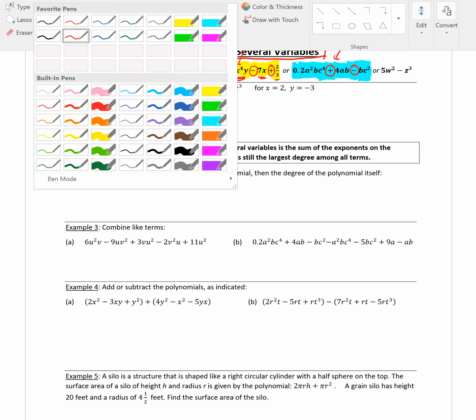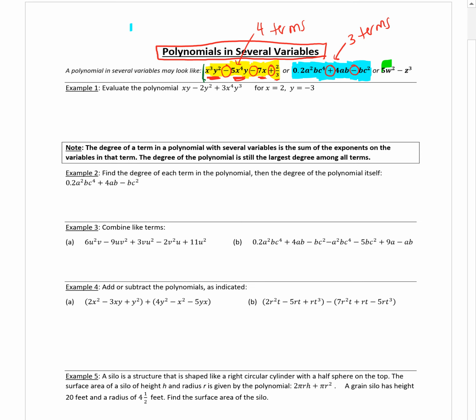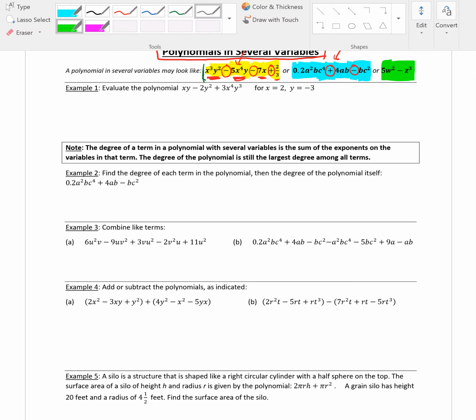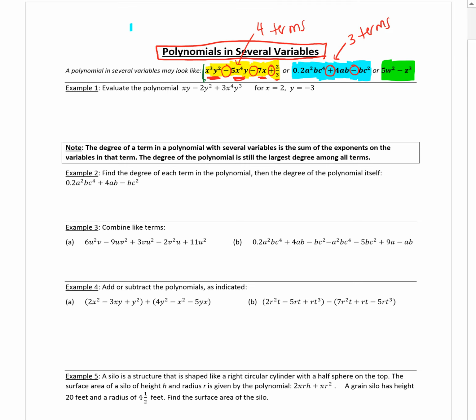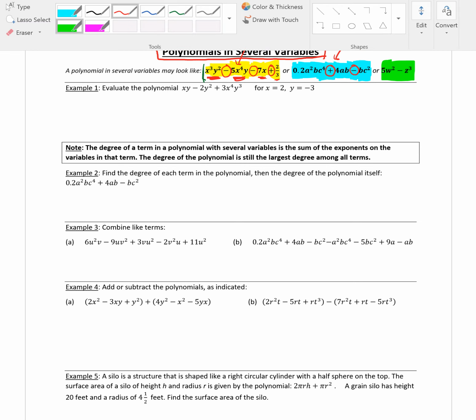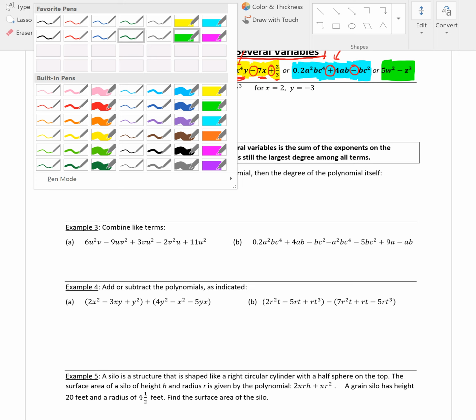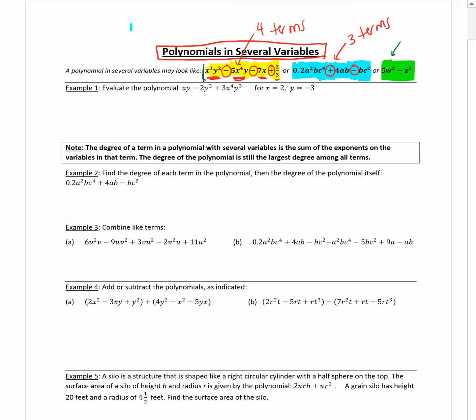And then you have one more example here just for fun. This is a little short guy. Just 5w squared minus 3z. There are only 2 terms there, and each of them only has one variable. But total the problem has 2 terms, 2 variables. Yeah, it has a w and a z. Even though they're not mixed up within the terms, it's still technically a polynomial in 2 variables.